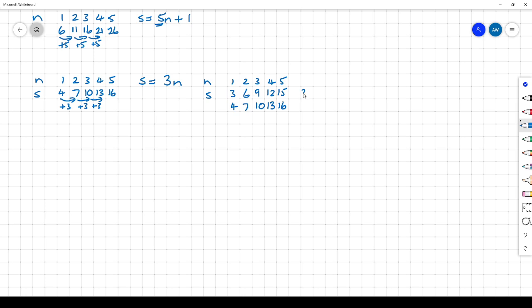So this is our sequence for 3n. This is our sequence for 3n something. What's the difference from this one to this one? Well, if you look, what could we do to 3 to make it 4? Add 1. Let's check that with the other one. Add 1 to 6, yeah, we get 7. Add 1 to 9, we get 10. Add 1 to 12, we get 13. Add 1 to 15. So this must be the sequence 3n plus 1. So the formula for this one is s equals 3n plus 1.